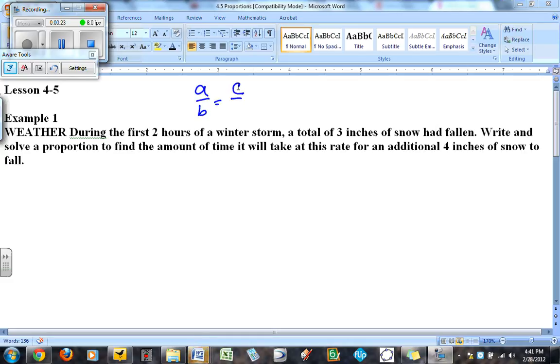And what we do to solve that is we cross multiply and divide. I'm sure you've had that before. So if this is equal, that means that they are a proportion. We talked about a little bit of that in the last section. All right, so here's an example.